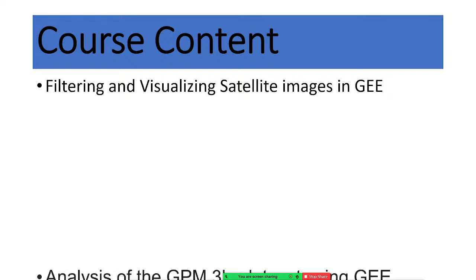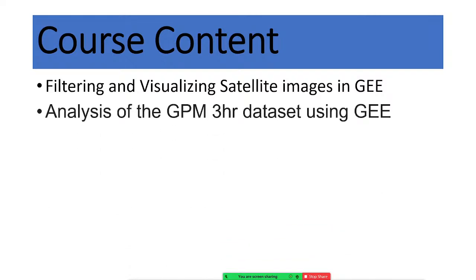Okay, then how to analyze the GPM, it means the Global Precipitation Measurement 3-hour dataset, using Google Earth Engine. So basically in this case I will randomly select a dataset. This is the Global Precipitation Measurement 3-hour dataset. I select this dataset and I want to make the time series chart.